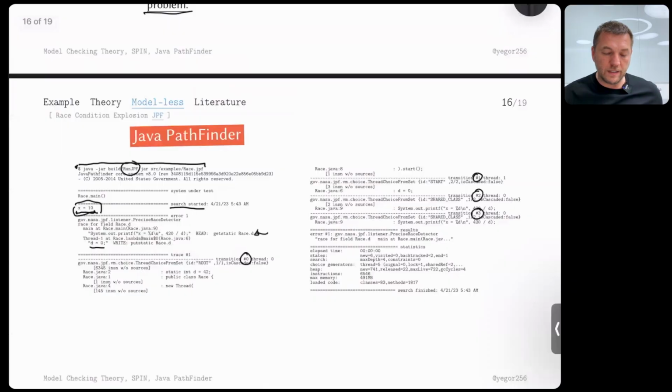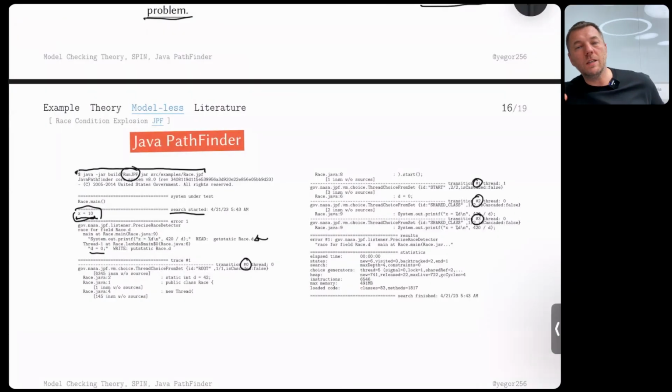But I think that the future and more usability and more user adoption you may get if you create something like Java PathFinder, something which doesn't need a model, which doesn't need people to create a model. You can make something like this for a different programming language. This is for Java, and it has existed for Java for years. It's maybe 15 years or so.